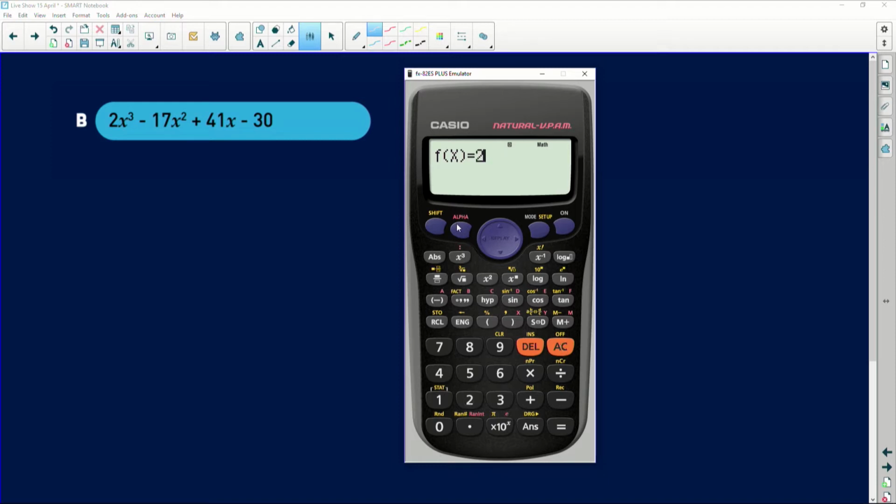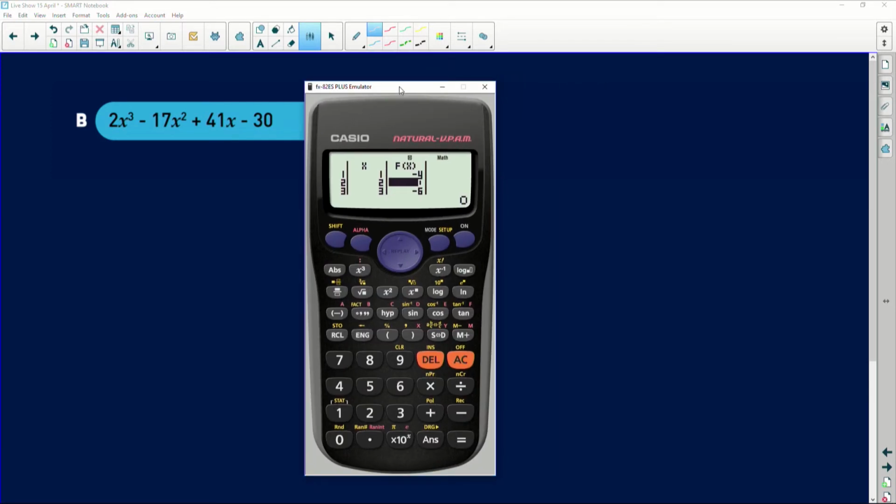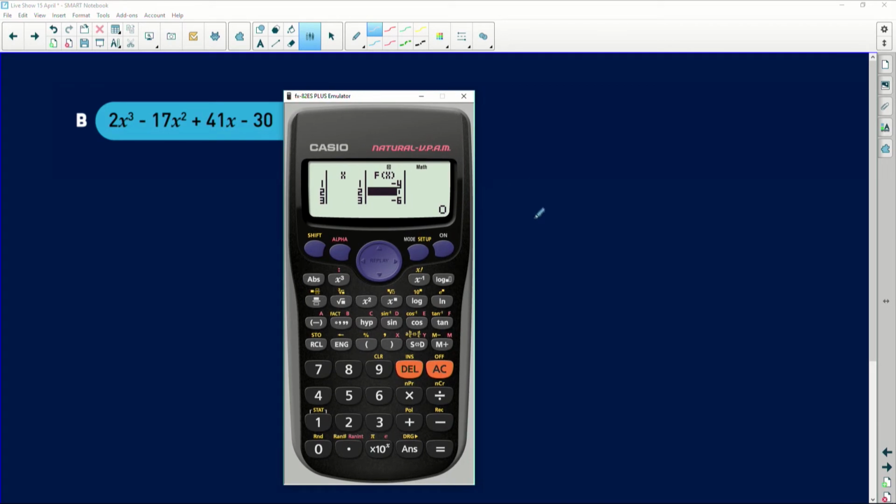We're going to have 2x cubed minus 17x squared plus 41x minus 30. Okay, we're going to start by 1, end by 5, and check every step. Okay guys, so let's have a look at this piece over here. We now have a value that says when our x value is 2, our equation is equal to 0. So that gives us a starting point.